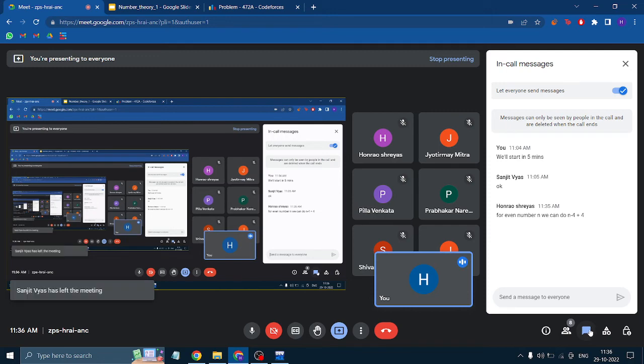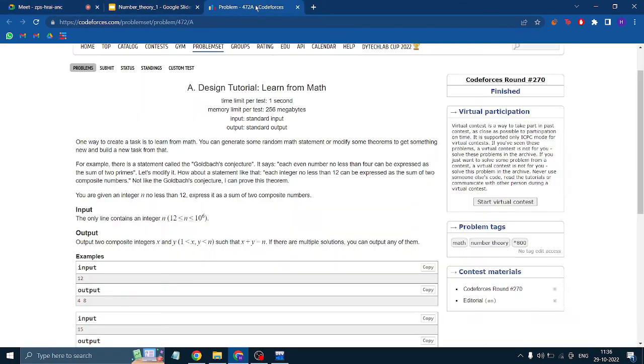This is correct. For even number, we can do n minus 4 plus 4. And for odd numbers, so did you understand? Did everyone understand why n minus 4 plus 4?